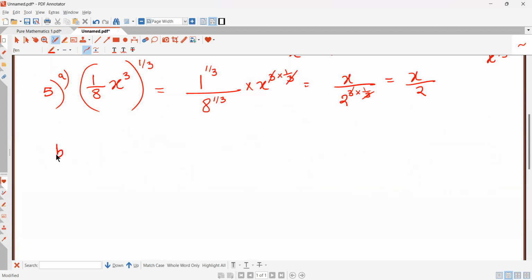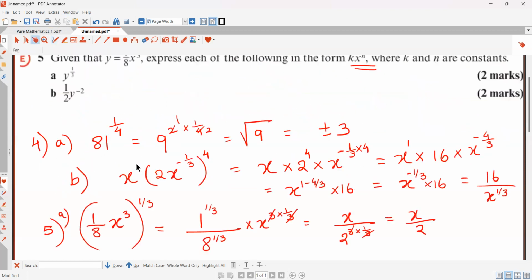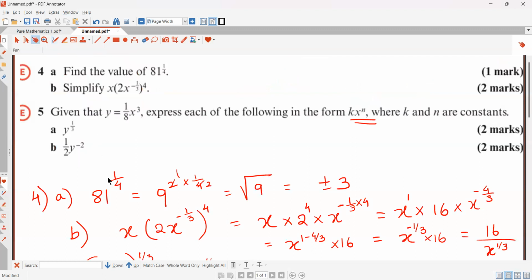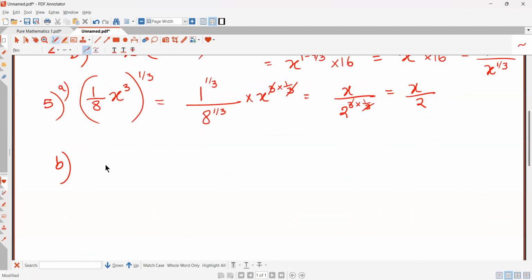5A is done. Let's talk about 5B now. In 5B, what do they want from me? Half y raised to minus 2. What is y, by the way? Again, 1 by 8 x cube. Remember one thing, I'm keeping this x in the middle. See, I'm bringing it down, otherwise it goes to the denominator. You're getting my point? So let it be within this level itself.